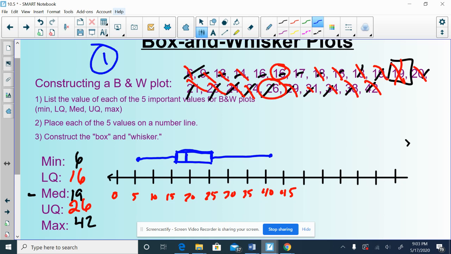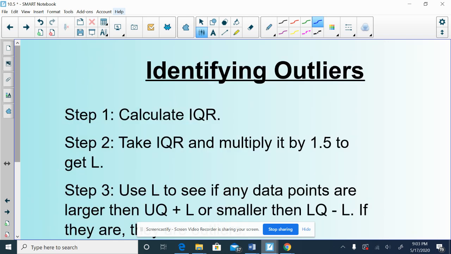So we've accomplished the first task. We wanted to be able to construct a box and whisker plot. The second thing that I wanted to be able to do is identify if there happen to be any outliers in the data set. So are there any data values that are far enough removed from the norm that we consider them a mathematical outlier?